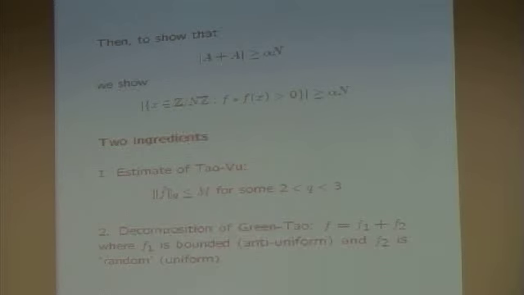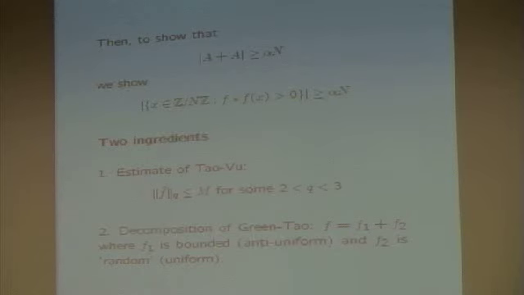Okay, so then to show that the size of A plus A is bigger than alpha times n, so alpha here is any number less than delta. So you can think about this as delta minus epsilon for every epsilon or something like this. To show this, what we do is we show that the size of the set of x's in Z mod nz, for which the convolution f star f is positive, is bigger than or equal to alpha times n.